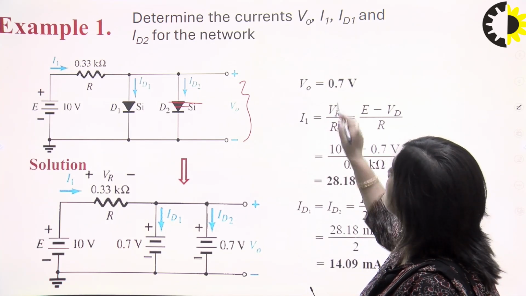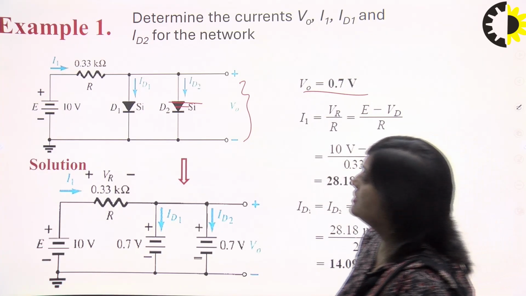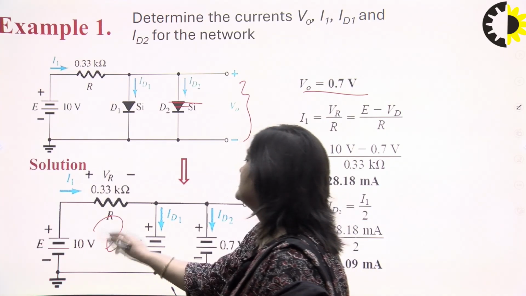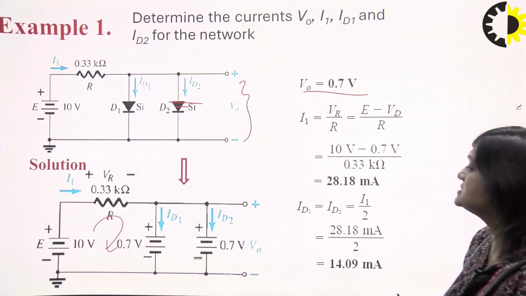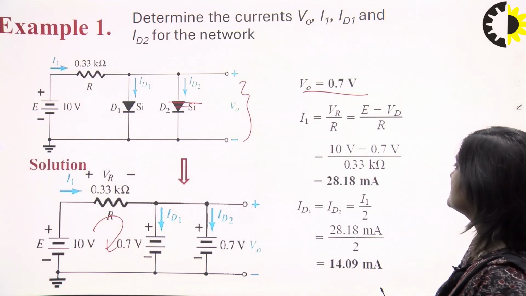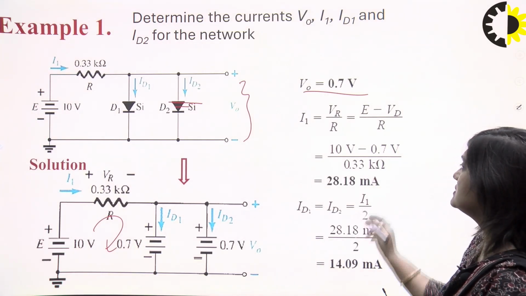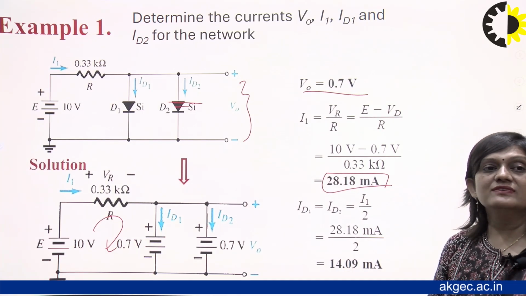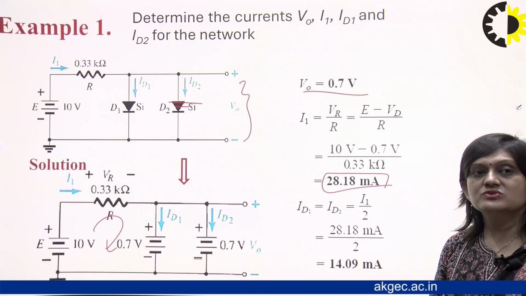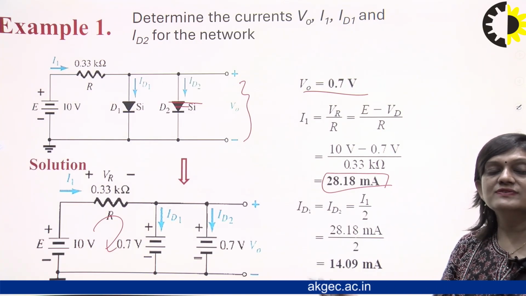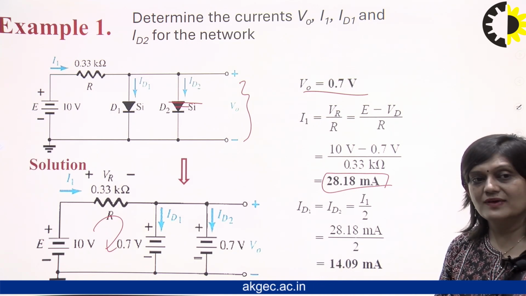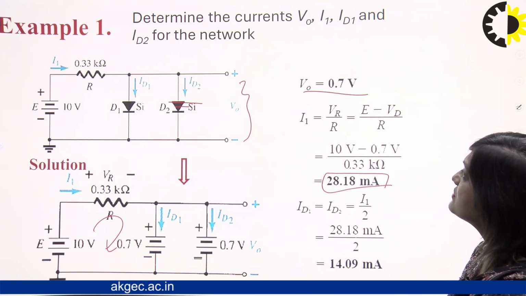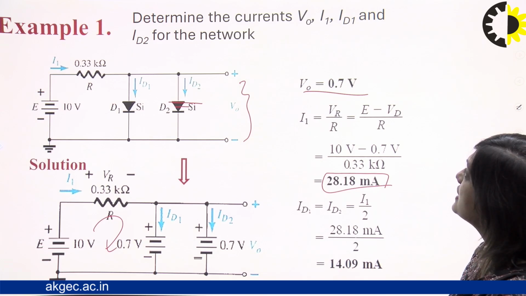So this will be 0.7, and this is also 0.7. Now we can apply KVL here. After applying KVL, we can see (10 volt minus 0.7) upon 0.33, and I1 will be 28.18 milliampere. ID1 is equal to ID2, that is equal to I1 divided by 2. So it will be 28.18 milliampere divided by 2, that is 14.09 milliampere. So this is how we can find the values of V0, I1, ID2.